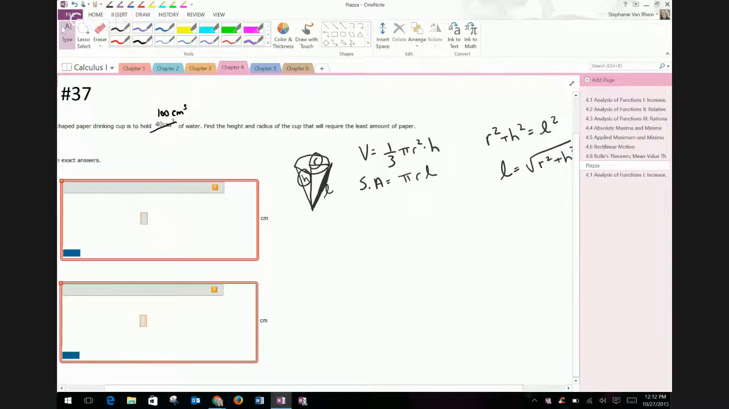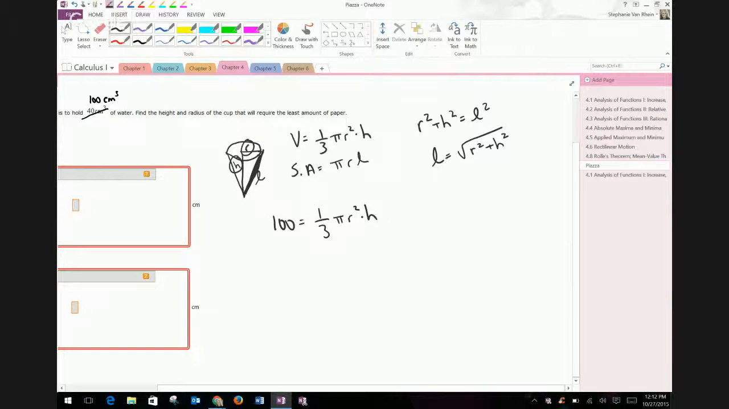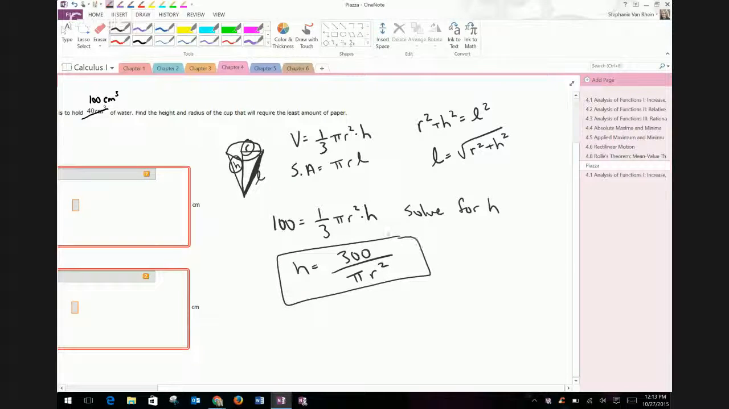We want our drinking cup to have a volume of 100 cubic centimeters. So I have 100 equals 1/3 pi r squared h. If I solve for h, I get the height is 300 divided by pi r squared. So that's what the height is.